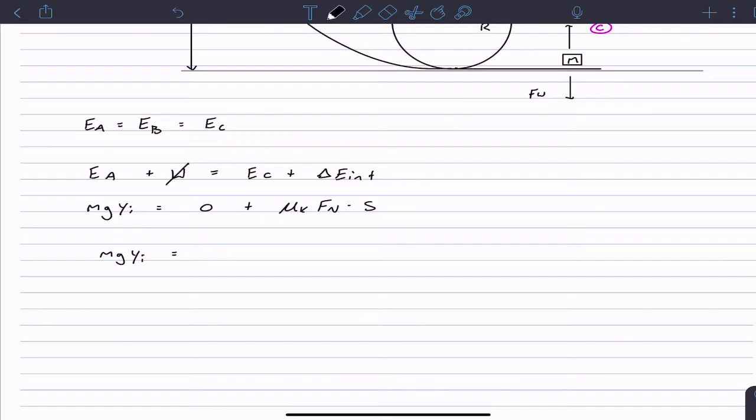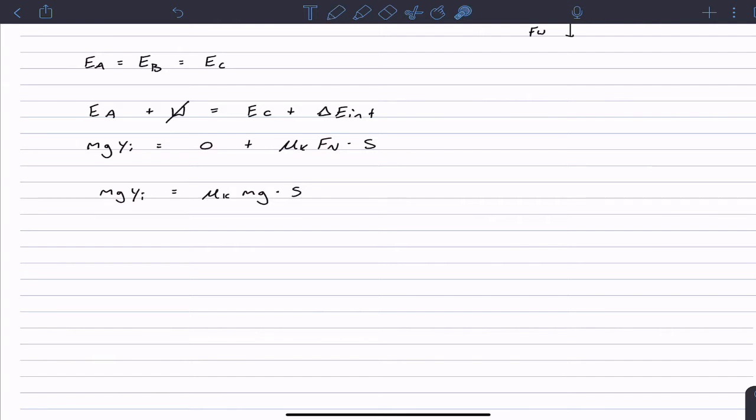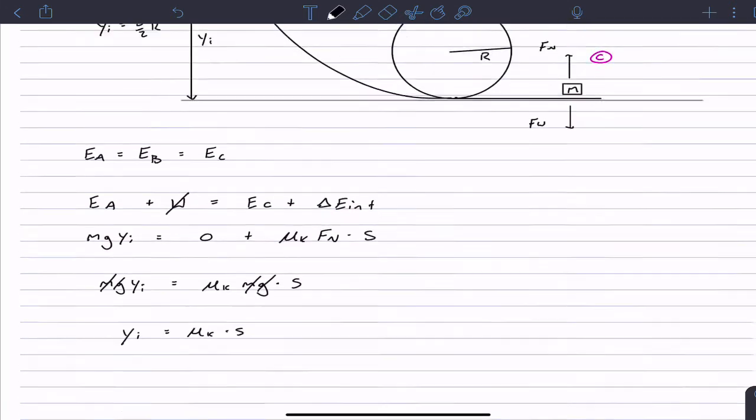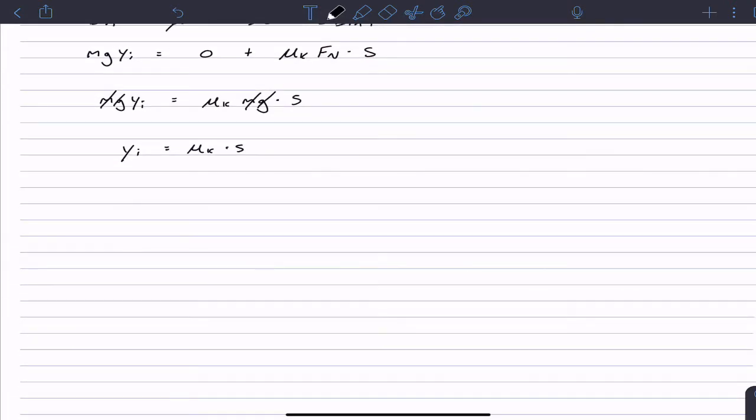mgyi is equal to mu k mg dot s. Okay, and if we look at both sides here, we can get rid of mg. Now we have yi is equal to mu k dot s. We already know what yi is. We found that in the last problem. It was 5 halves r, right? So now we have 5 halves r times 1 over mu k is equal to s. We want to know what is the distance that this thing has traveled along the horizontal track.